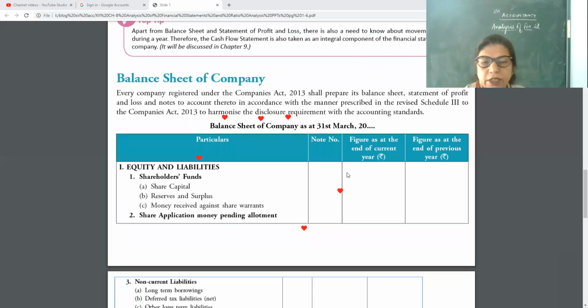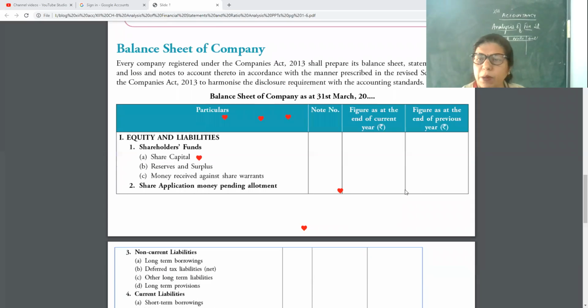Please make the balance sheet in your notebook, then it will be easy for you. When we prepare the balance sheet of a sole proprietor and partnership, that is very easy to prepare. You know about it. See how you prepare this. This is liabilities, assets, and all. But for the company organization, according to Indian Company Act 2013, they prepare the balance sheet in a different manner according to revised Schedule 3 of the Company Act 2013. They are following the accounting standards and preparing the balance sheet.